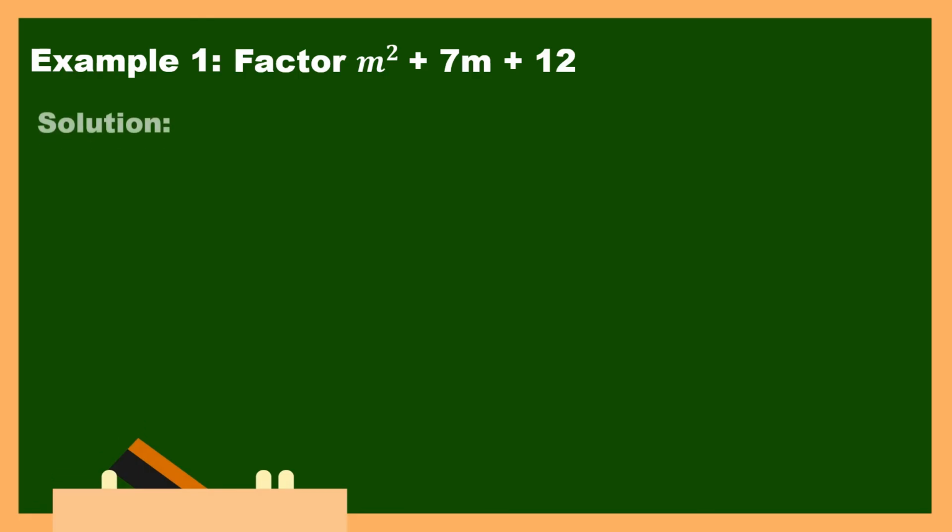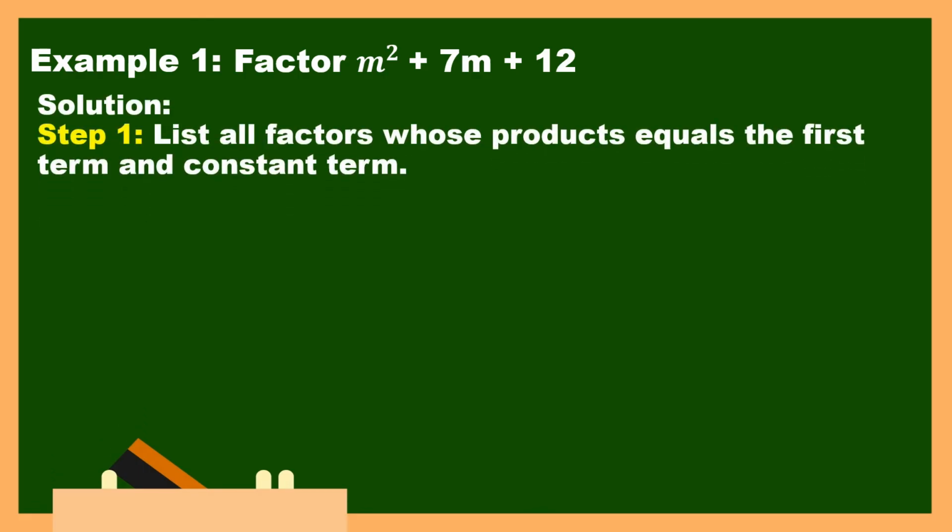So, ang una nating gagawin, we need to list all the factors whose products equals the first term and the constant term. So, a is equal to 1, b equals 7, c equals 12. Saan ang galing si a? Si a ay ang first term natin which is m squared. And the numerical coefficient of m is 1. Kaya a is equal to 1.